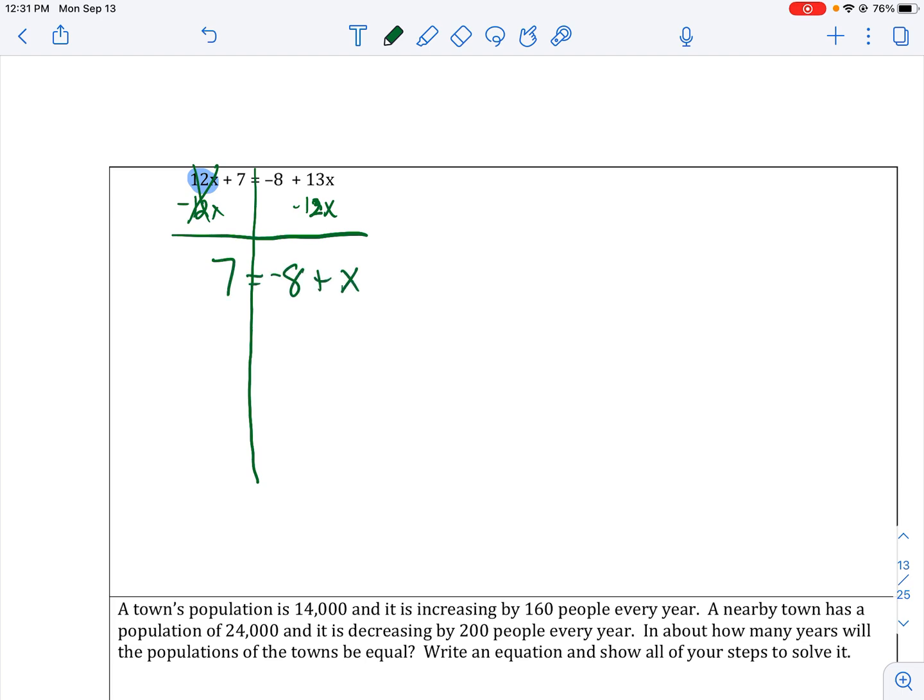I have 1x because 13x minus 12x is 1x. Now let's get rid of the constants that are on the same side as my variable. So I have a negative 8. To get rid of a negative 8, we have to add 8. What I do to one side, I do to the other. And I have x equals 15.